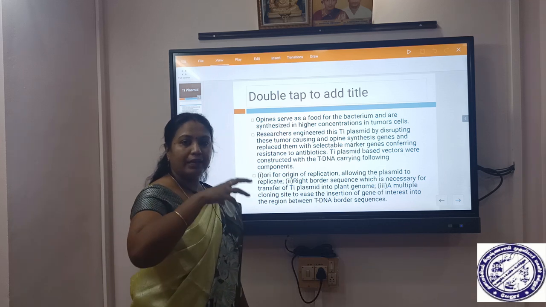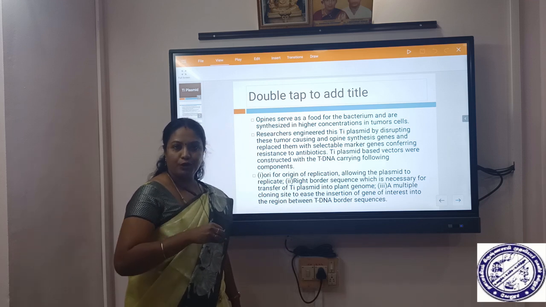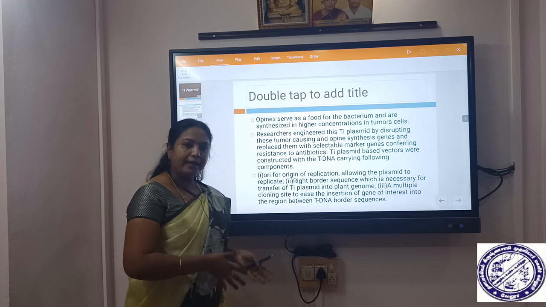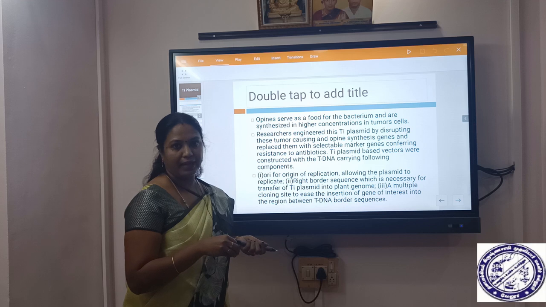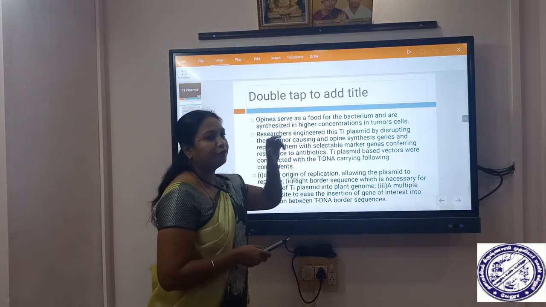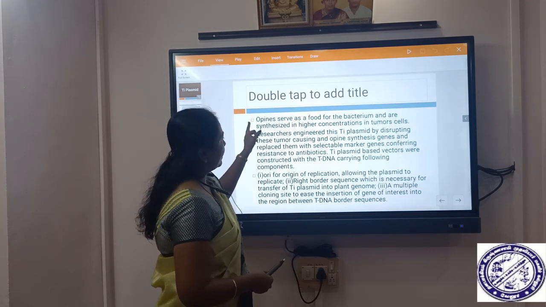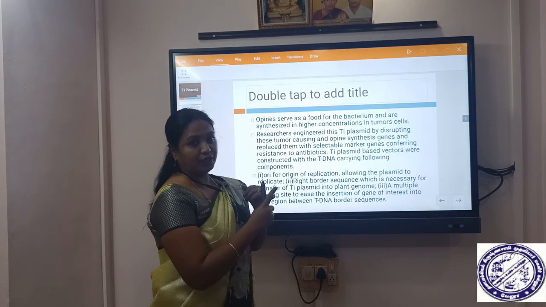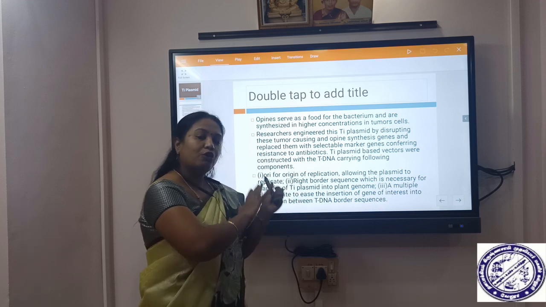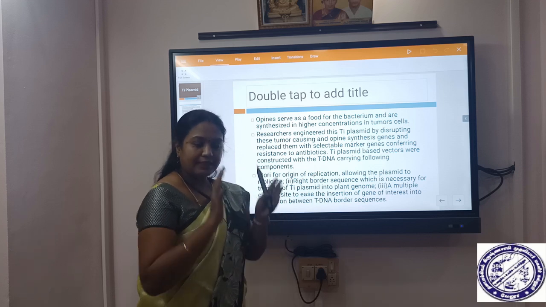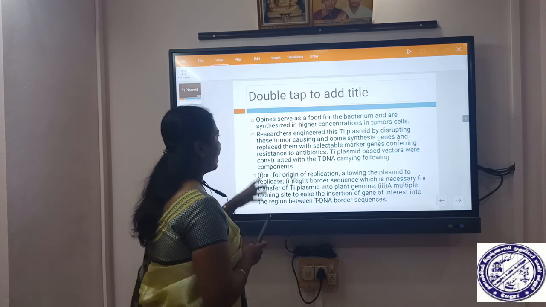It also carries other genes called opine genes, because the bacterium has to survive in the plant. How does the bacterium get food? Bacteria need food also. So it carries an opine gene which can synthesize its own food, and this opine serves as food for the bacterium. It's like carrying its own tiffin carrier. So it goes in comfortably, causes disease, sits there, eats very nice food, and then grows as a tumor. That's what happens here.